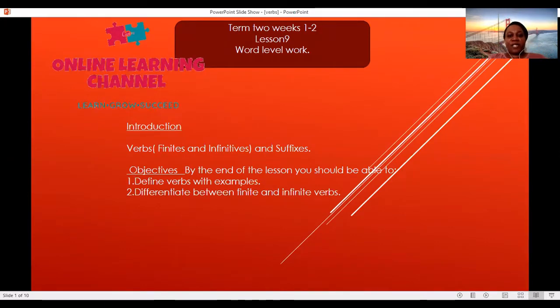Our objectives for this lesson: by the end of the lesson, you should be able to define verbs with examples, and differentiate between finite and infinite verbs. Those are our objectives for this lesson.